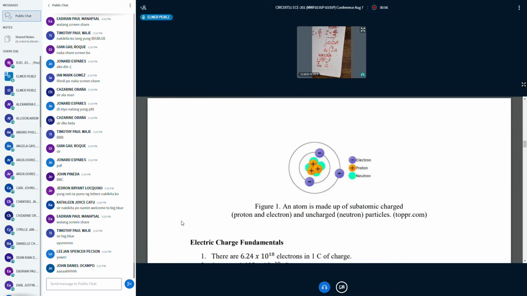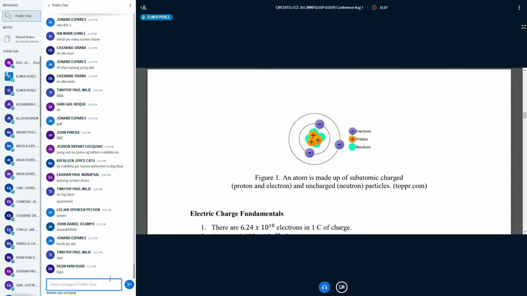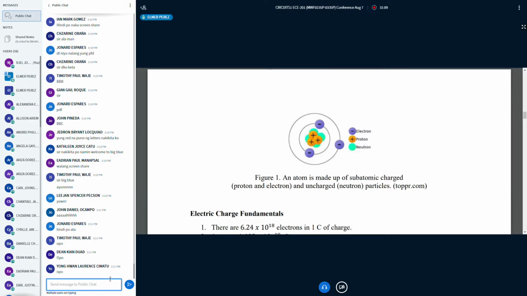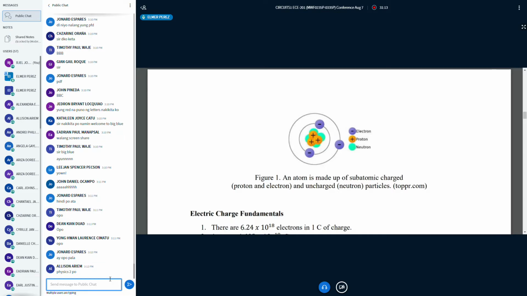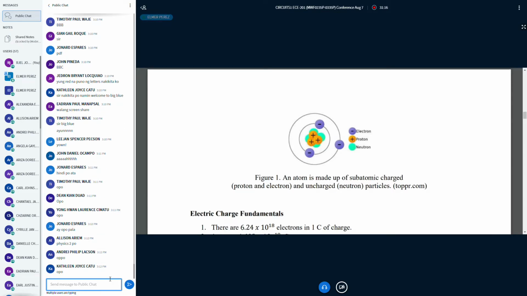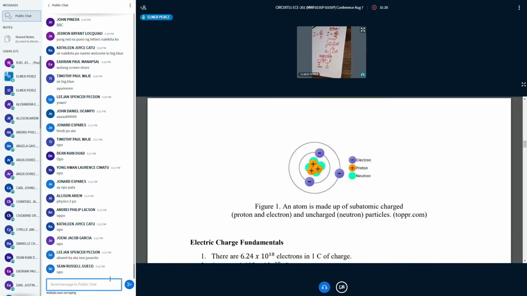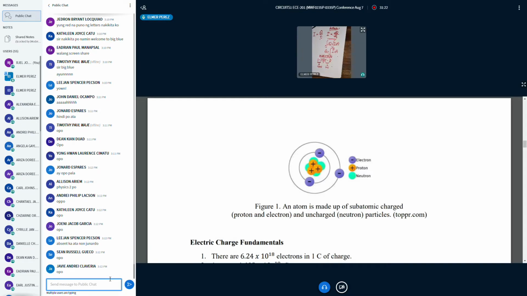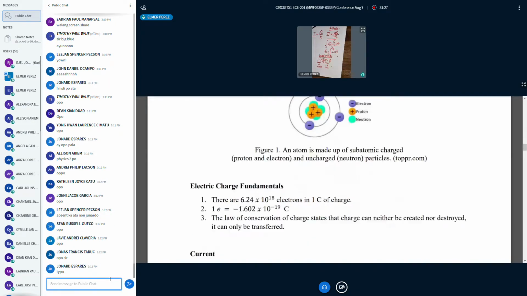Pinag-aralan nyo ba yon? Yung universal law of gravitation. Ayun, very good. Galing-galing yun naman pala eh. So parang hindi ko na dapat pala in-explain.